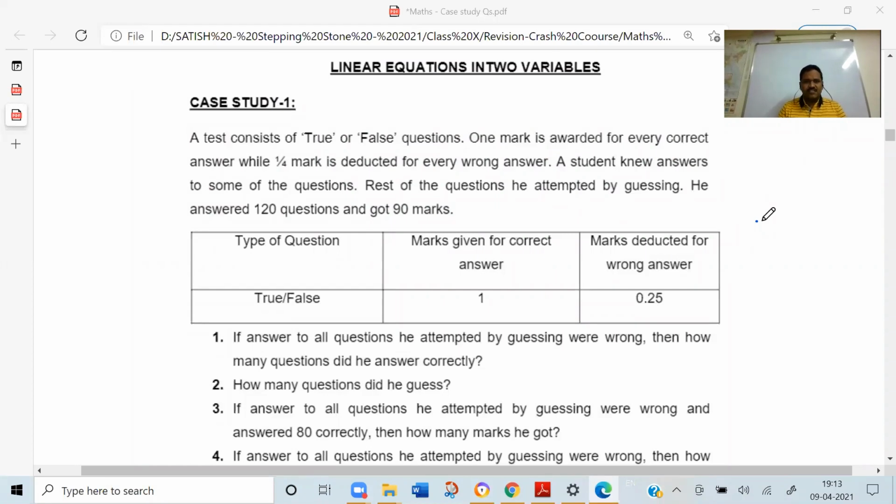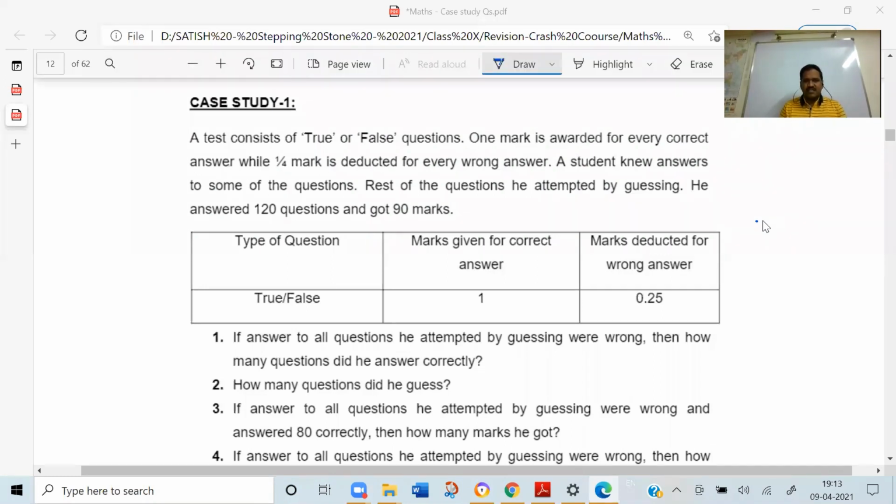So, case study questions based on linear equations in two variables. First one: a test consists of true or false questions. 1 mark is awarded for every correct answer, while 1/4 mark is deducted for every wrong answer. A student knew answers to some of the questions. The rest of the questions he attempted by guessing. He answered 120 questions and got 90 marks.